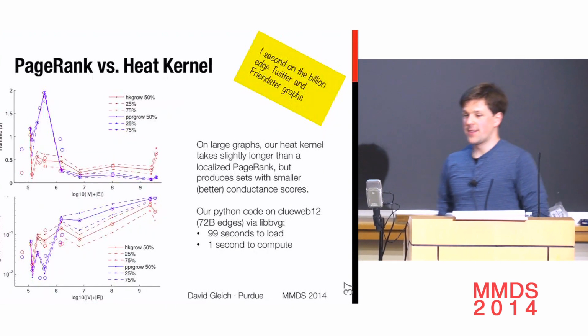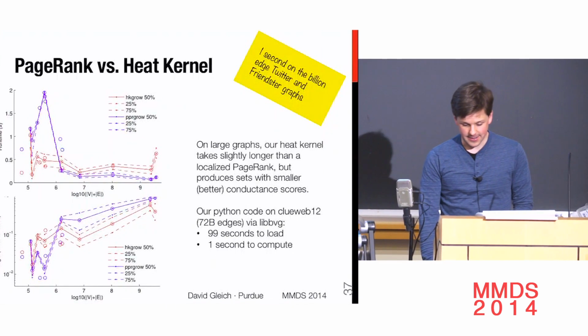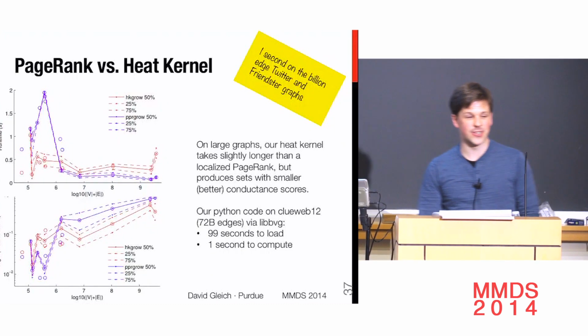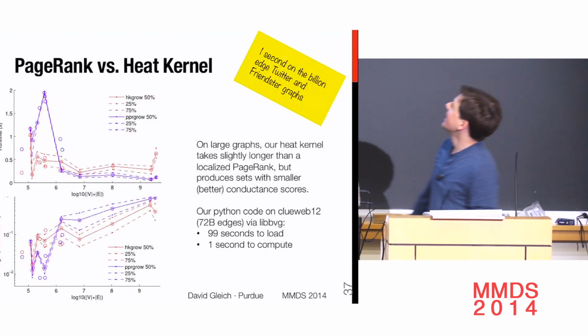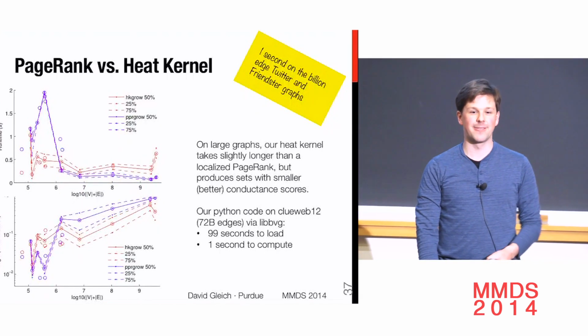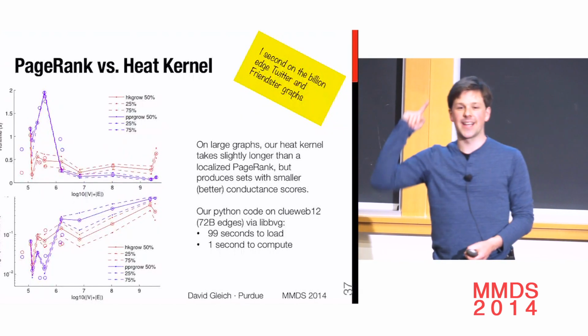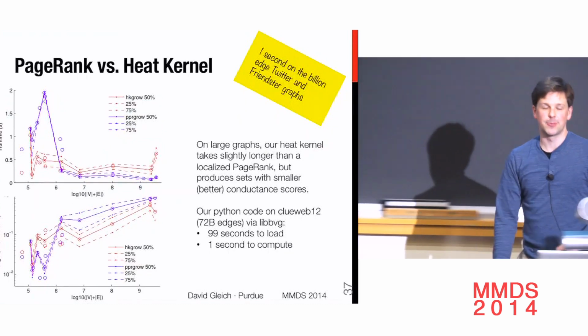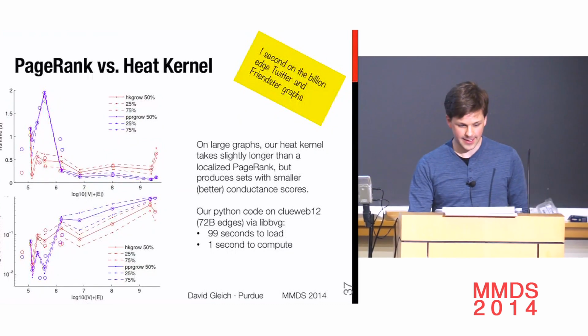More recently, we've run this on the entire ClueWeb graph, which is 72 billion edges. And on that, when we run it on one of our servers, it takes 99 seconds to load the graph into memory, and then it takes exactly 1 second to compute the result, which has 36,000 non-zeros in it.